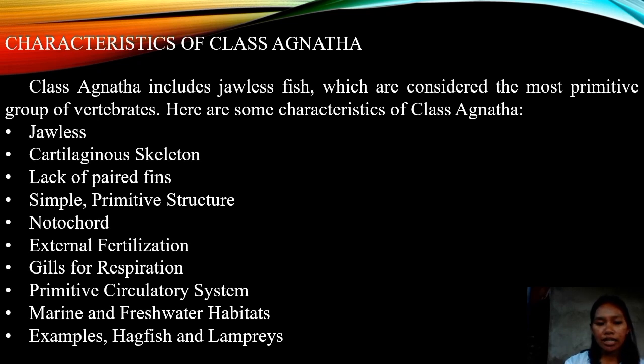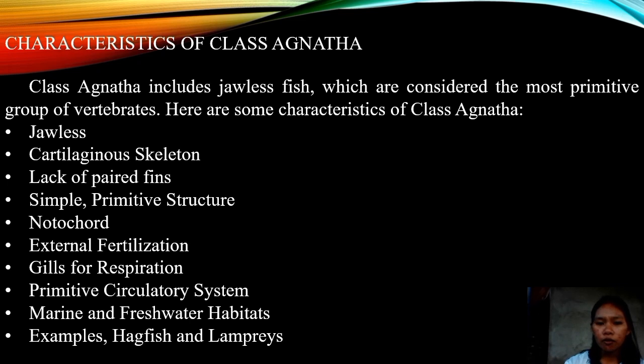So the reproduction in Agnatha typically involves external fertilization, where eggs and sperm are released into the water, and fertilization occurs outside the body. So they respire through gills, extracting oxygen from water passing over their gills. And they possess a relatively primitive circulatory system, often with a two-chambered heart. Agnathans can be found in both marine and freshwater habitats, displaying a wide range of ecological adaptations.